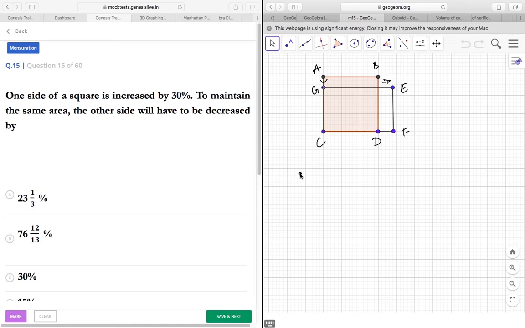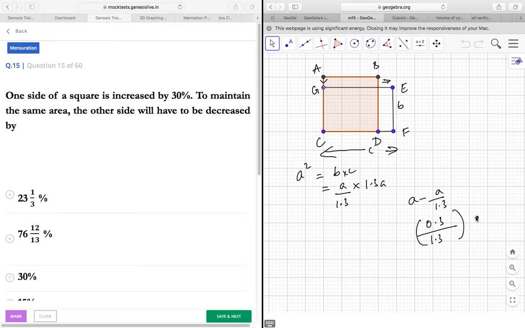Now the area of ABCD is A square, and the area of the rectangle GEFC is, let's say, B into C, where this is B and this entire length is C. Now what is C? C is 1.3 times A. What is B? B has to be A divided by 1.3, so that these two are equal. Great. So you are reducing it by how much? That is A minus A divided by 1.3, which is 0.3 times A.